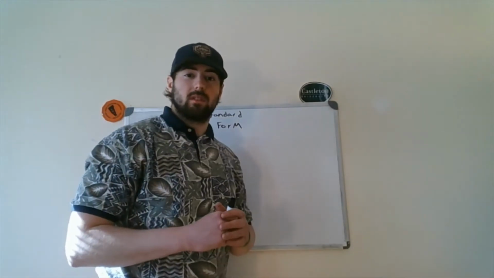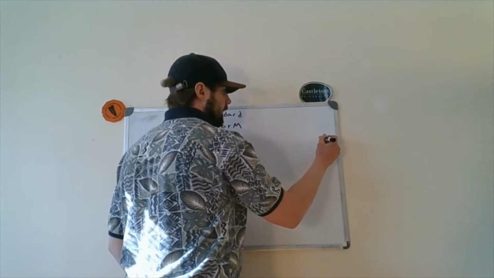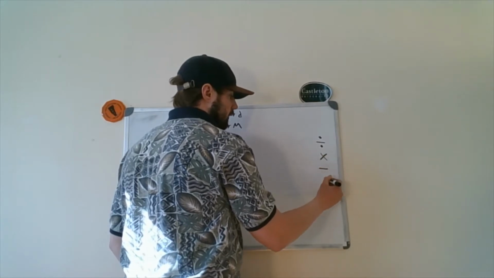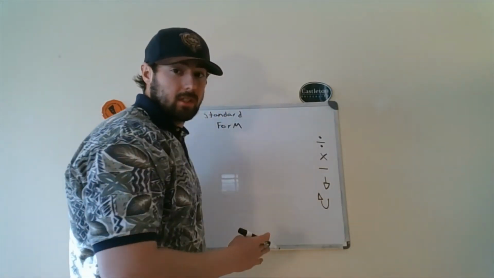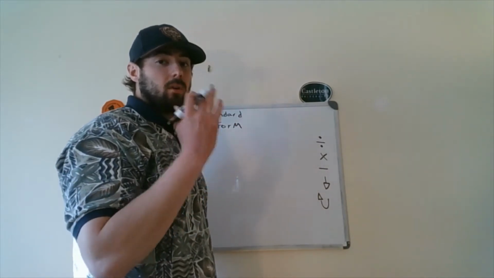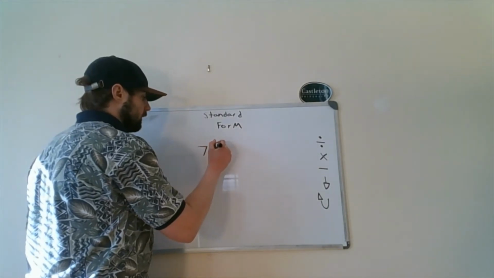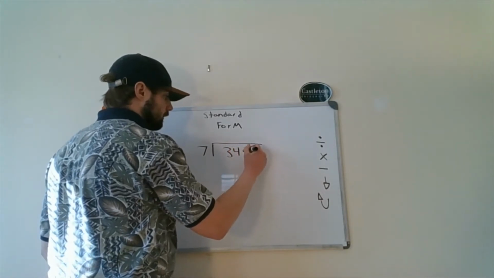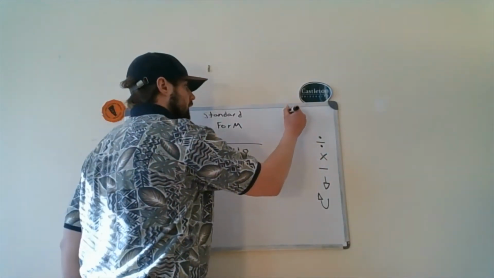So let's review the steps for standard algorithm. Divide, multiply, subtract, bring it on down, and bring it on back. You should be writing those steps every single time on your paper when you're completing a division problem using standard form or standard algorithm. Let's start with this problem: 348 divided by 7. My first step, I need to divide.